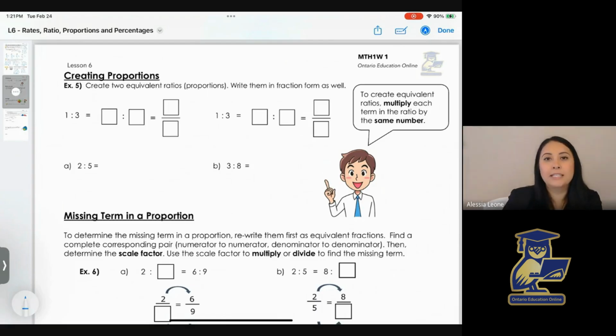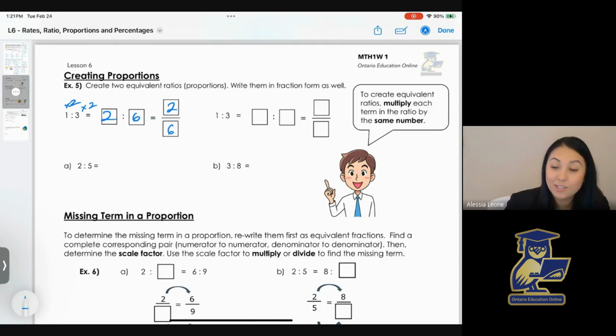So first, let's think. We just need to multiply each term by the same number. Let's take the number 2. Let's times 1 by 2. 1 times 2 is 2. 3 times 2 is 6, so that's 2 over 6.